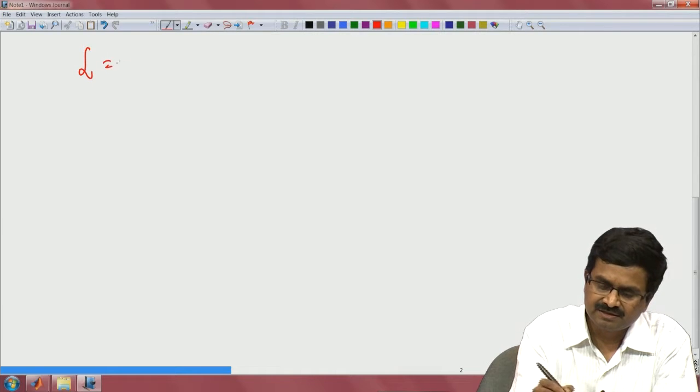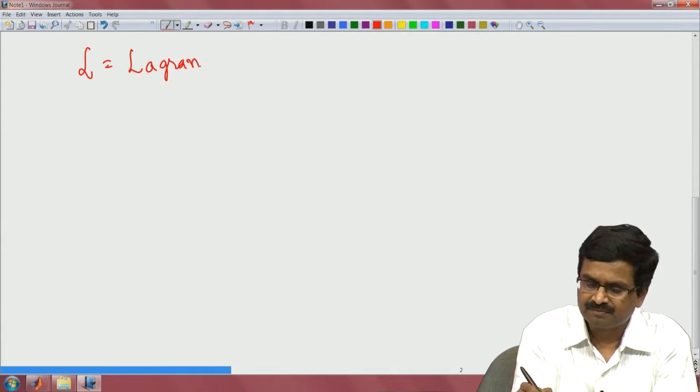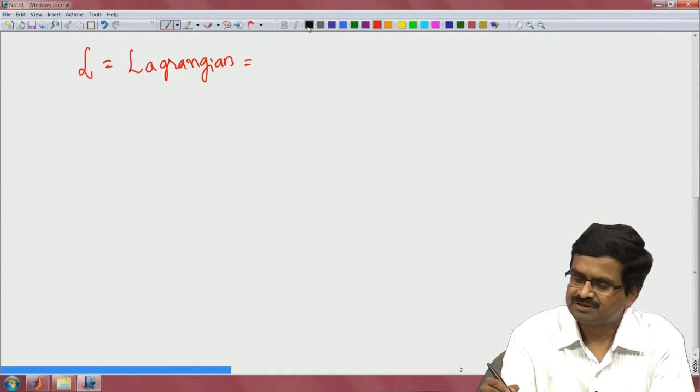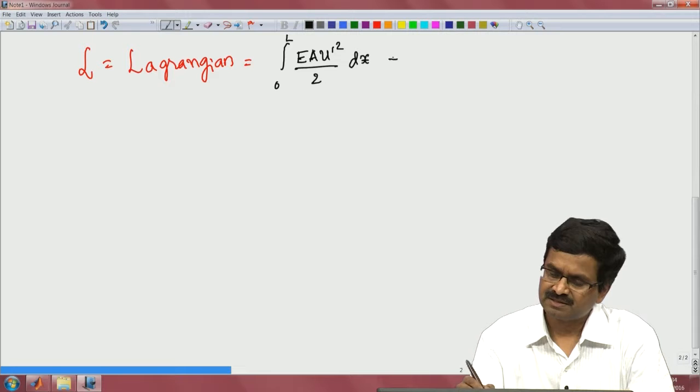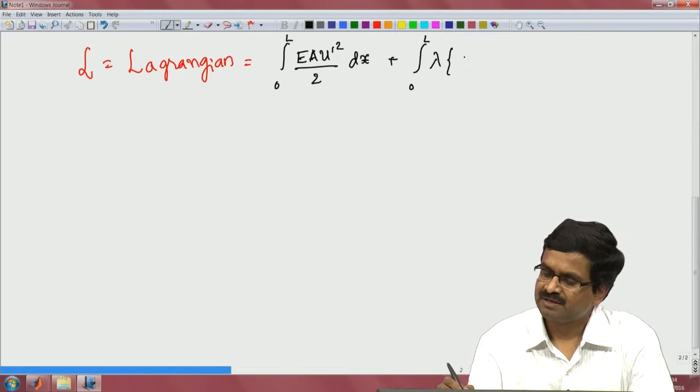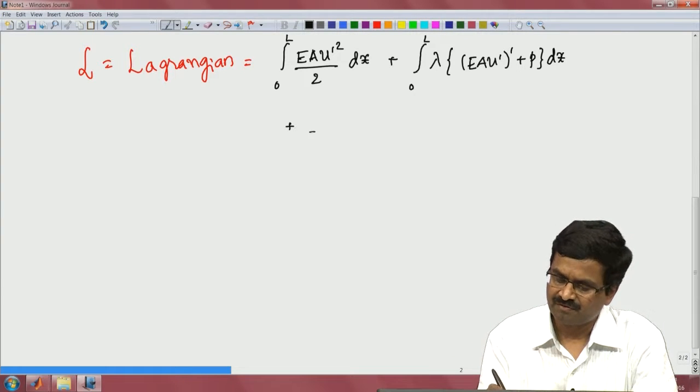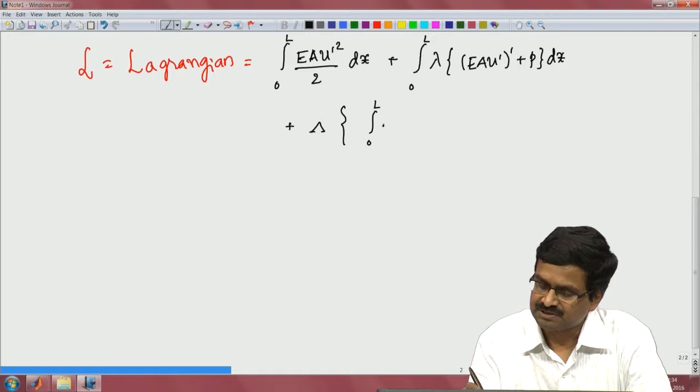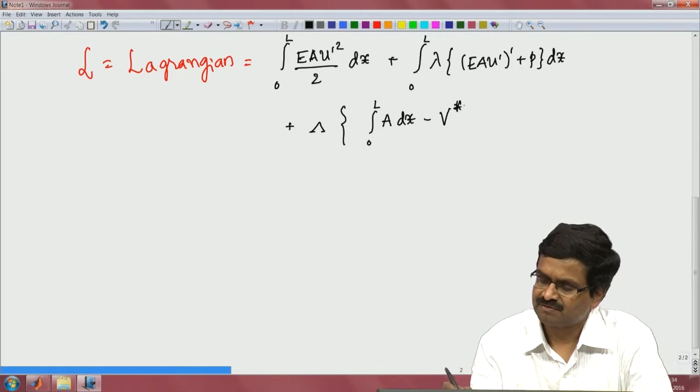So, the Lagrangian for this problem is the objective function, integral from 0 to L of E A u prime square by 2 dx, plus we have the governing differential equation, which is a function type constraint, which has to be integrated from 0 to L multiplied by lambda times the governing differential equation itself, which is E A u prime prime plus P dx, and we have capital lambda times the constraint, which is the functional type constraint, which is A dx minus V star.